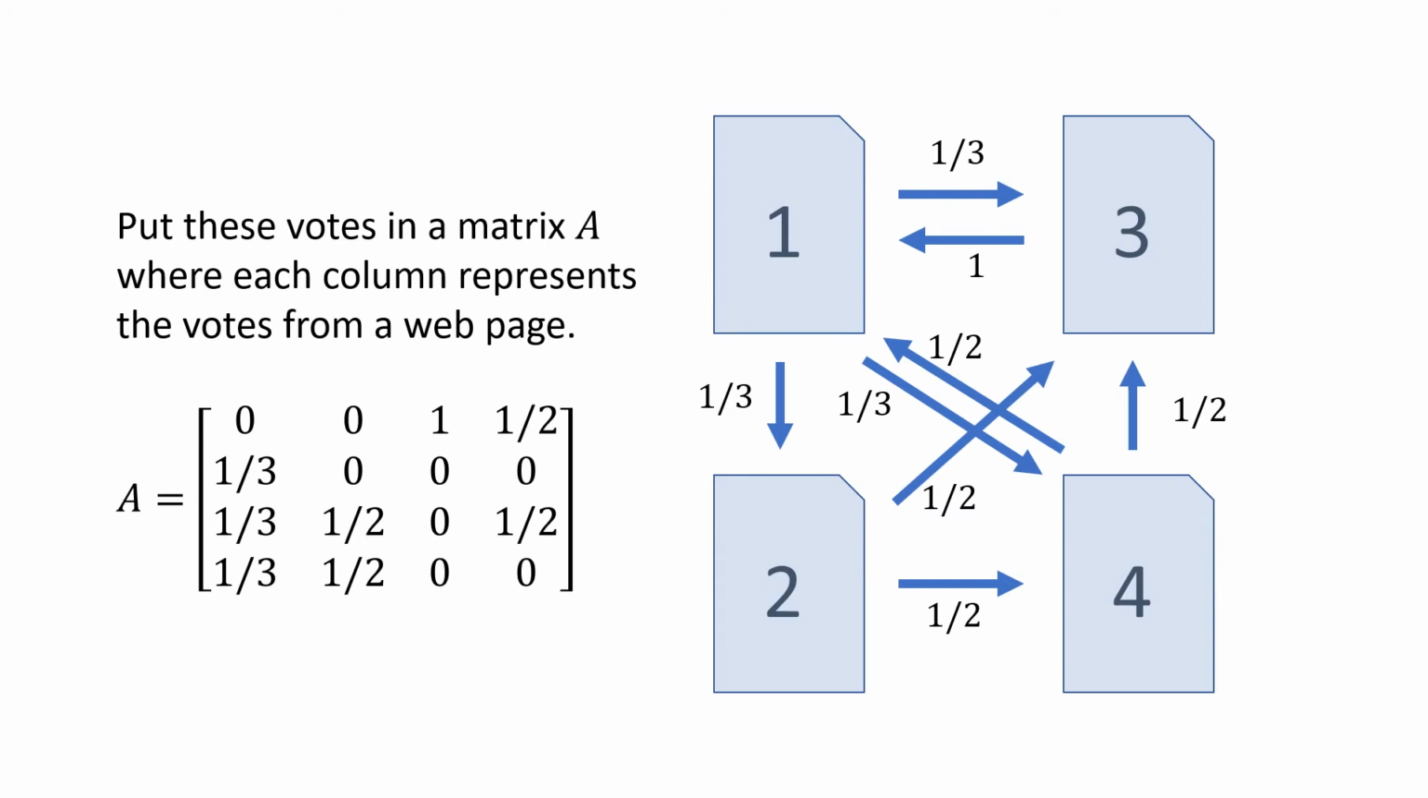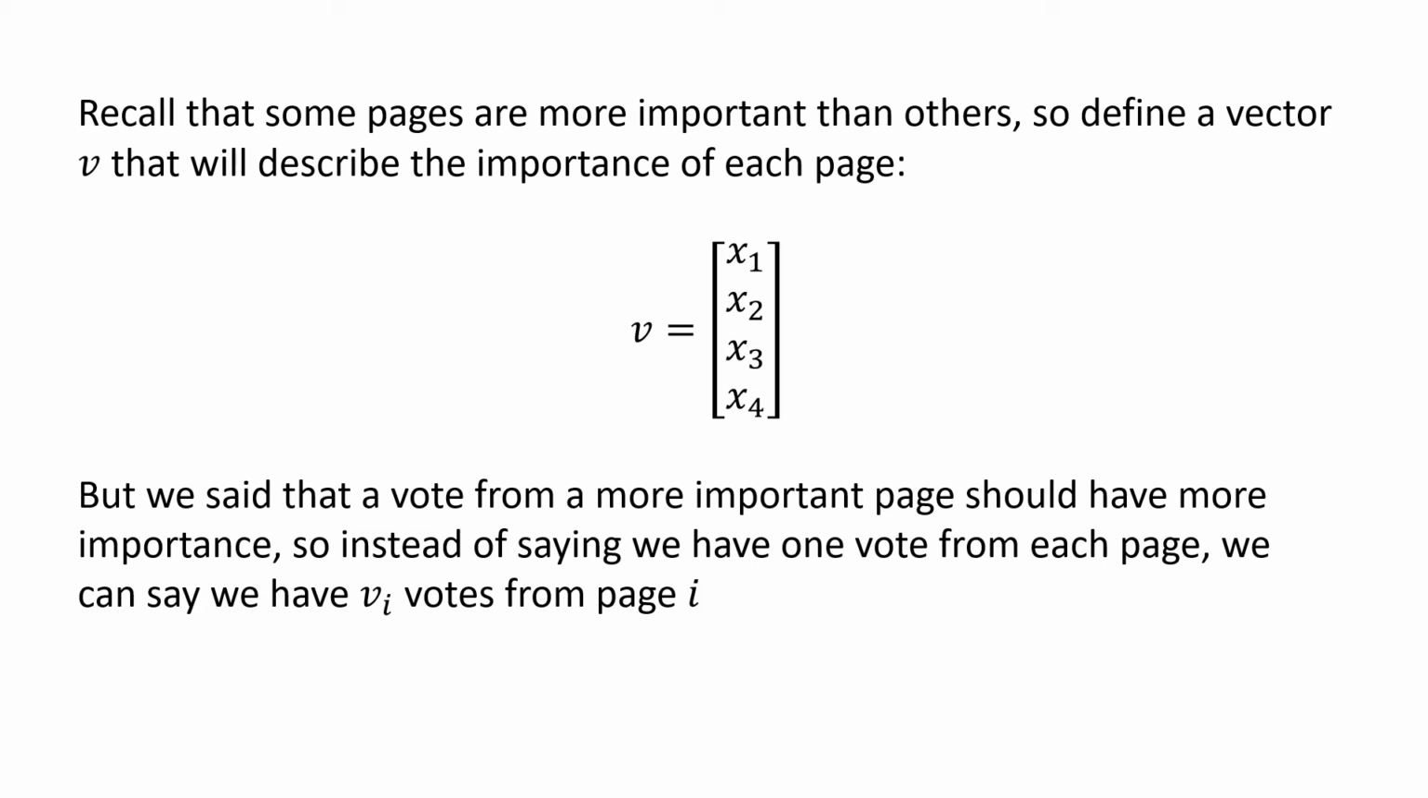But what we can do now is take these votes and put them in a matrix. So you can see we're getting towards matrices now. The first column of our matrix is for page 1, and it tells you that page 1 is giving a third of its vote to each of pages 2, 3, and 4. Note that the diagonal on here is all zeros because a page can't vote for itself. So we've got this matrix A that is saying how each page wants to vote.